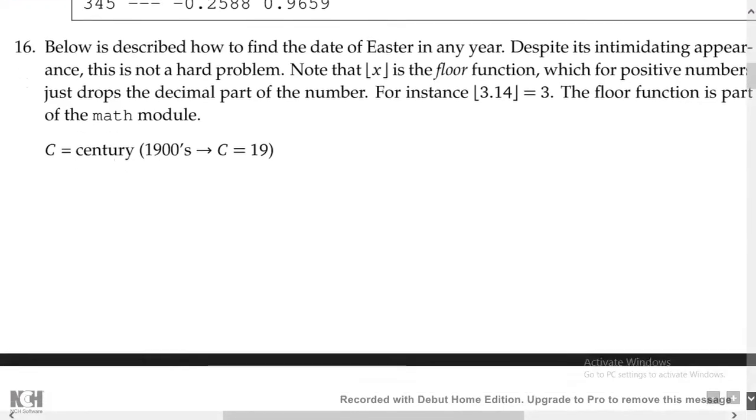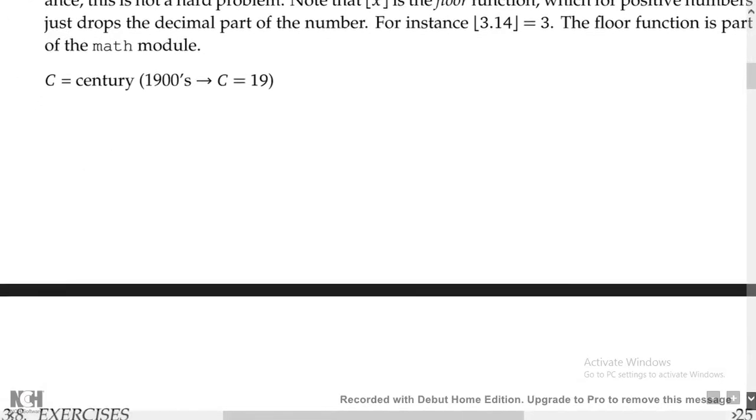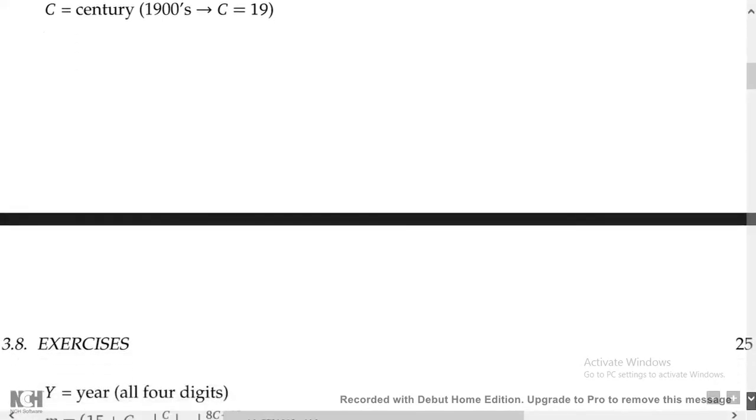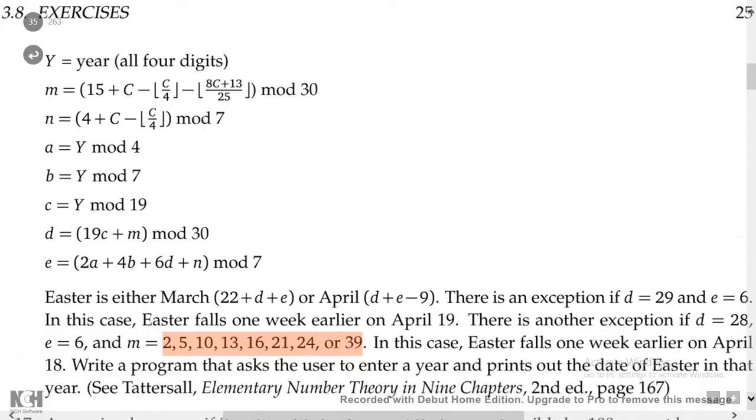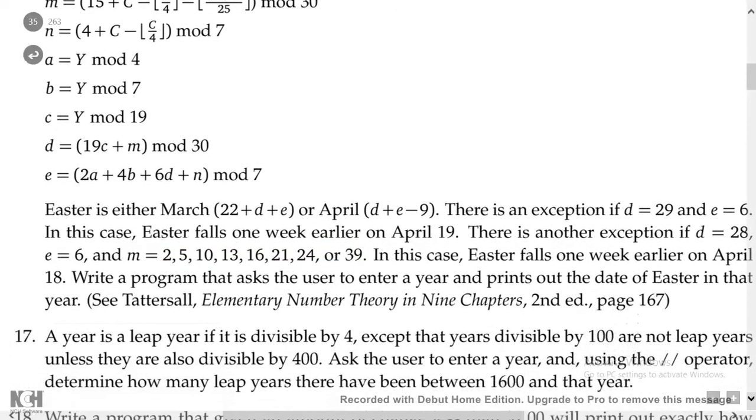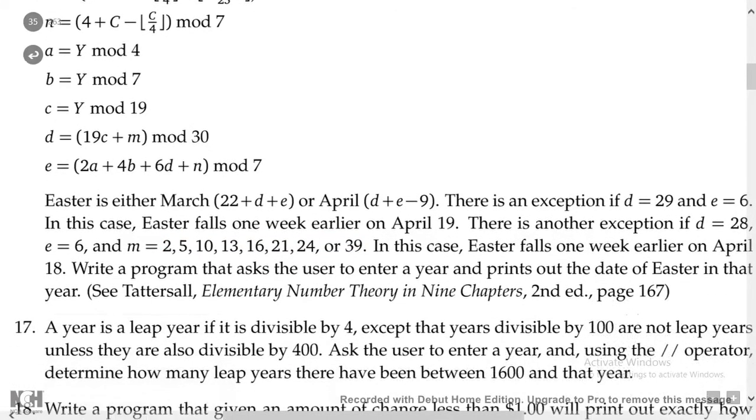In order to get a century C, given a year having 4 digits, C is gonna be the first 2 digits. So that is how we get it. Y is our year, all 4 digits. M is given by that, N by that, so on and so forth. Now let's check out the bottom part.